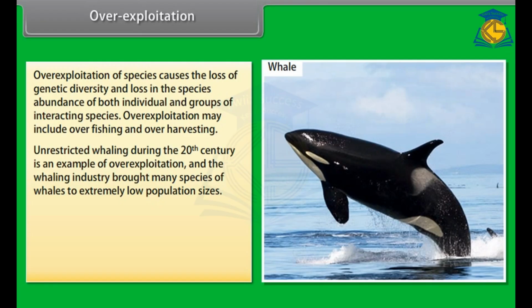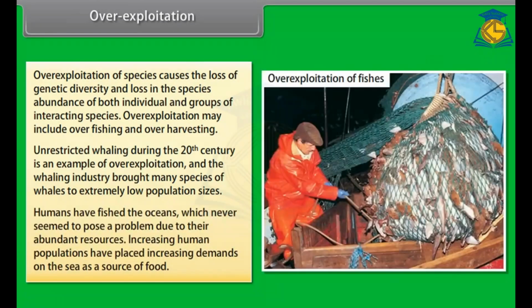extremely low population sizes. Humans have fished the oceans, which never seemed to pose a problem due to their abundant resources. Increasing human populations have placed increasing demands on the sea as a source of food.